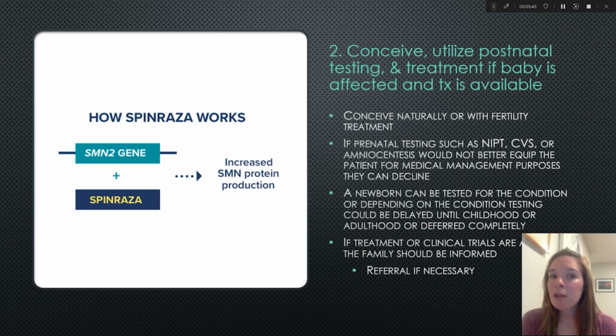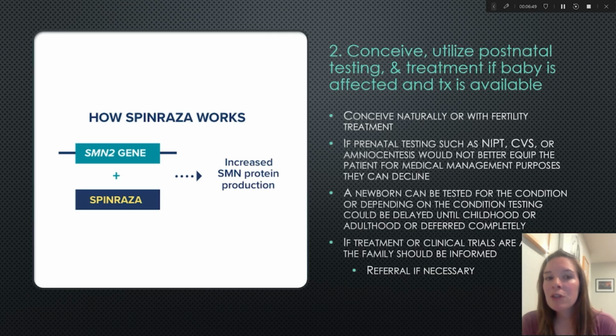So, of course, every single patient has the right to decline any testing in pregnancy, such as NIPT, CVS, or amniocentesis. That is always a choice that a patient can make. What they could choose to do instead is to have their baby tested when they're born to determine whether they're affected or unaffected. Or, depending on the condition, whether it's childhood onset, teen year onset, adult onset, the testing could be delayed into later in childhood or adulthood, or depending on what that patient themselves, the child of the patient desires, it could be deferred completely.